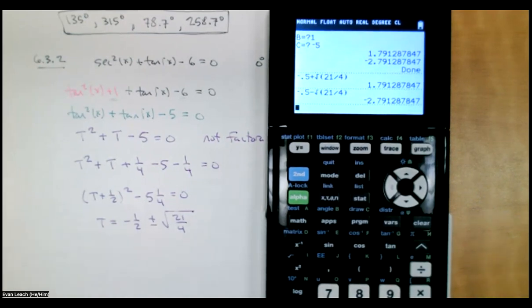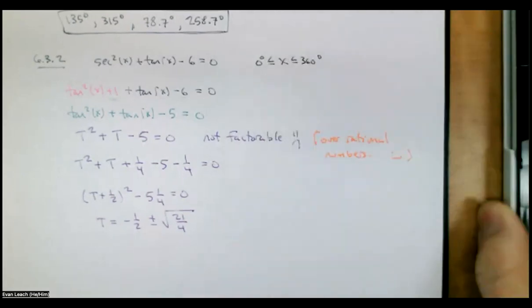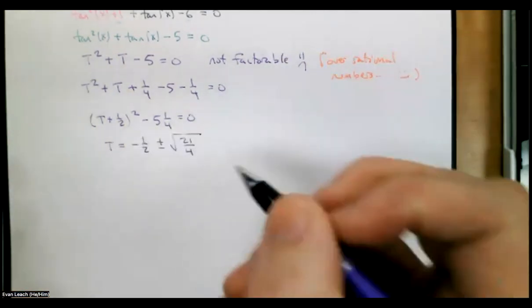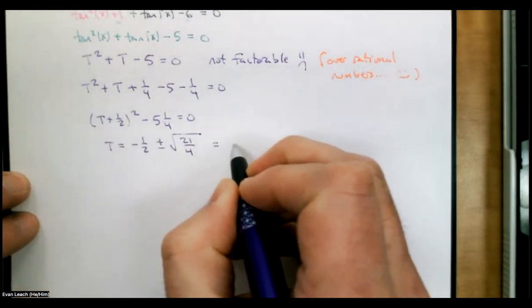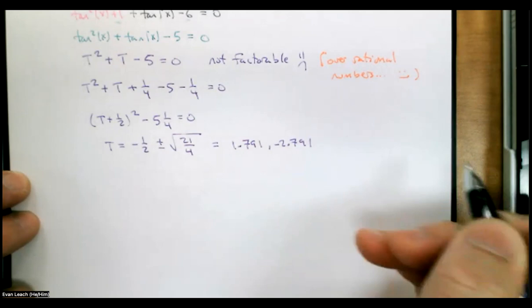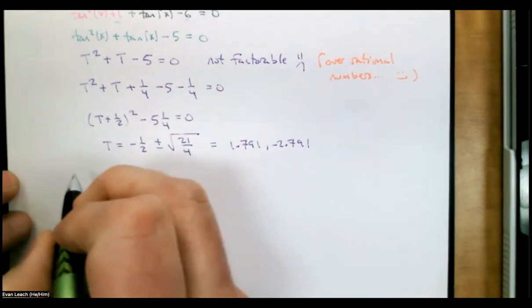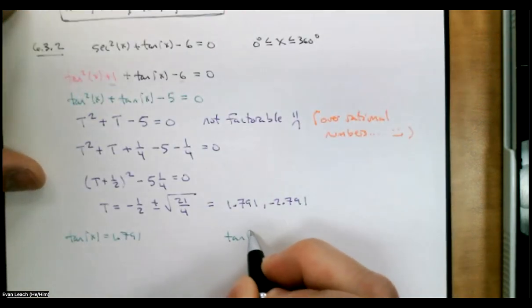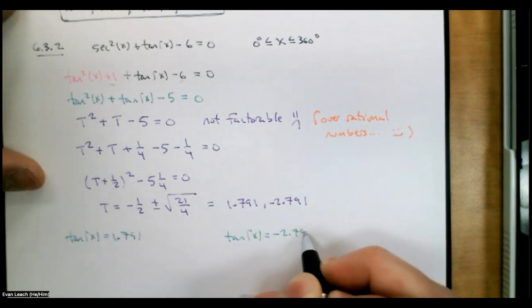So we get these two values for t, but this is just the values of tangent. Tangent of x equals 1.79 and tangent of x equals -2.79. So this gives us two things. Well, let's write down these two numbers. So I'm in this situation up here. I've got tangent of x is 1.791. And over here, I've got tangent of x is negative 2.791.